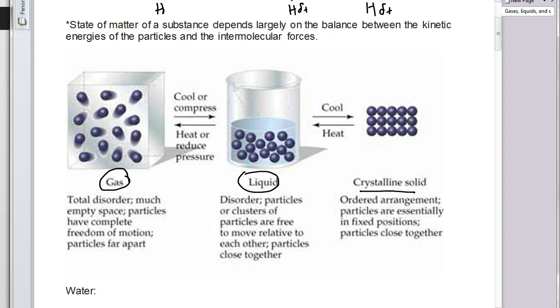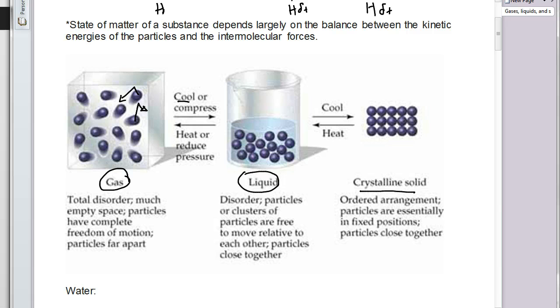We can do this a couple different ways. Let's say we have a gas here, and in a gas we've got these gas particles bouncing off the walls of their container, bouncing off of each other, and moving really, really rapidly. We can slow them down by cooling them. We can also compress them into a smaller volume through high pressure, and that's going to cause them to turn into a liquid.